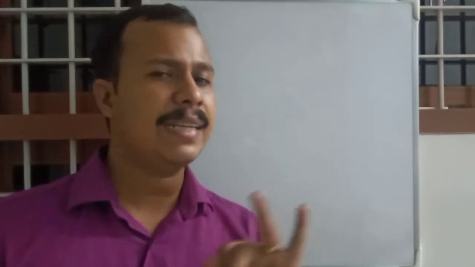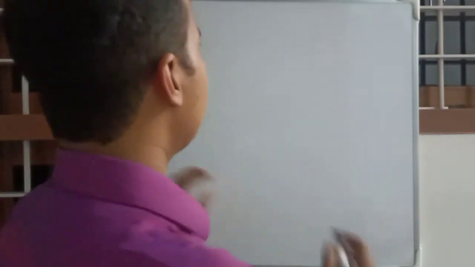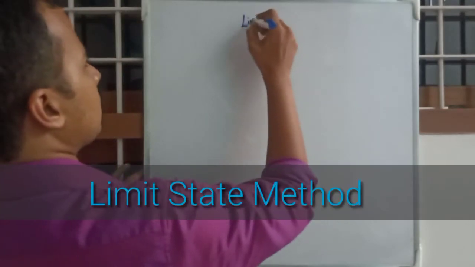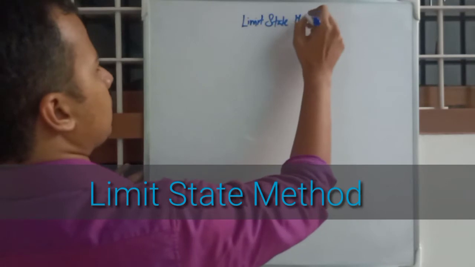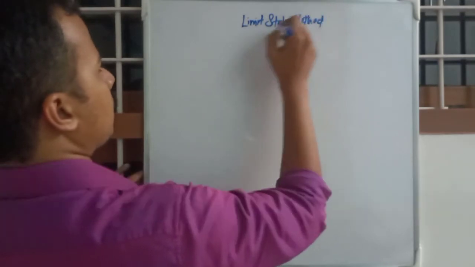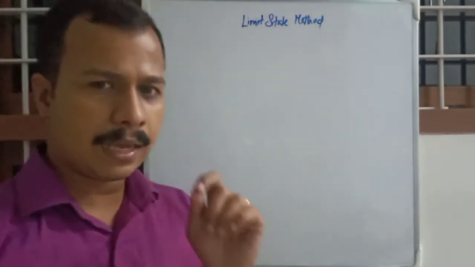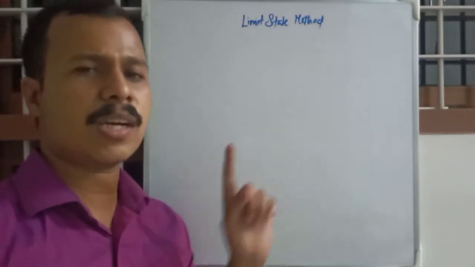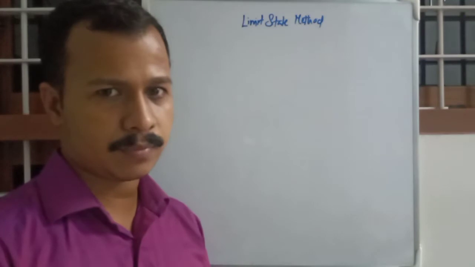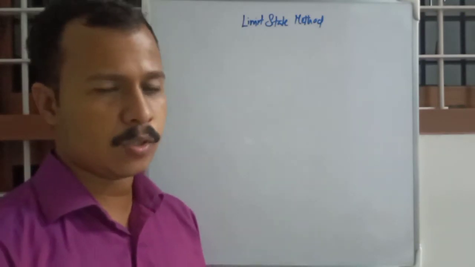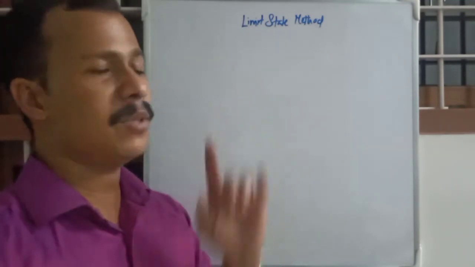Today we are going to design a concrete beam. For that you can adopt three methods: working stress method, ultimate load method and limit state method. Limit state method is the most currently used and considered the most accurate compared to the other two methods. So we are now concentrating on the limit state method.